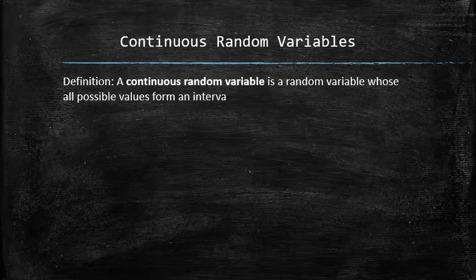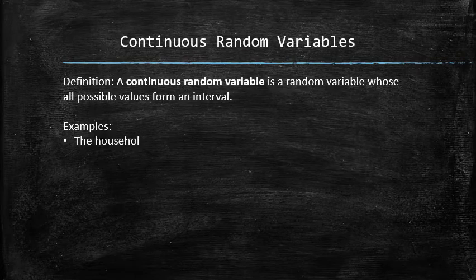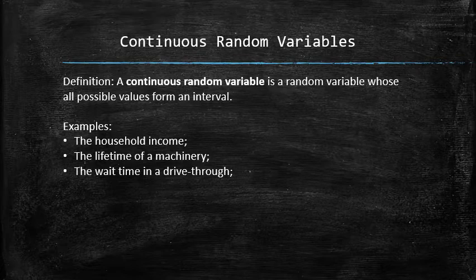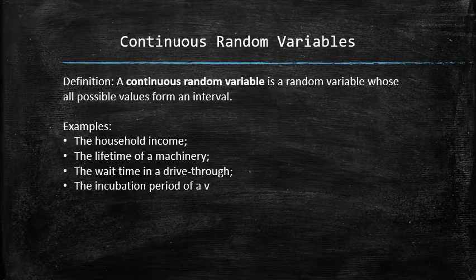For example, the following variables are continuous: the income of a randomly selected household, the lifetime of a randomly selected machinery, the wait time in a drive-through of a randomly selected customer, the incubation period of a virus for a randomly selected patient, and there are many other examples.